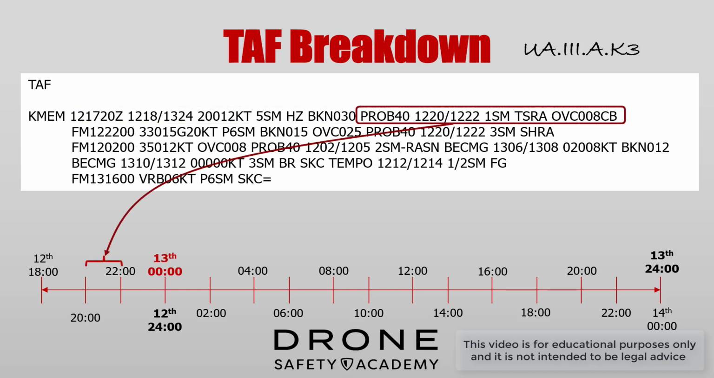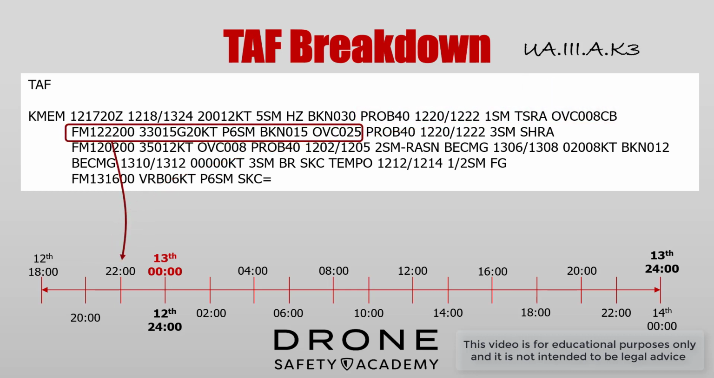Next up is the probability 40 group for thunderstorms. There is a 40 to 49% chance of thunderstorms, starting on the 12th day of the month at 2000 hours to 2200 hours, with visibility of 1 statute mile. Weather phenomenon is thunderstorms with rain. We can expect sky conditions to be overcast at 800 feet with cumulonimbus clouds. As mentioned before, all FM groups start a new line.